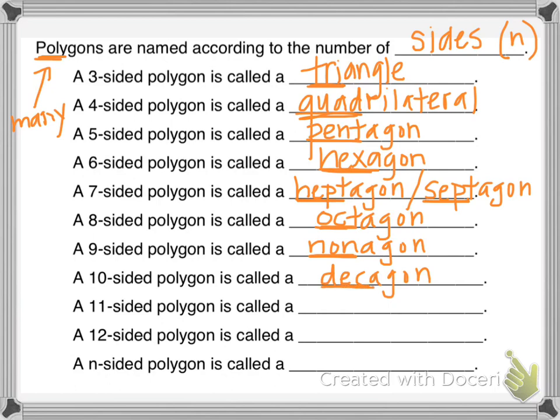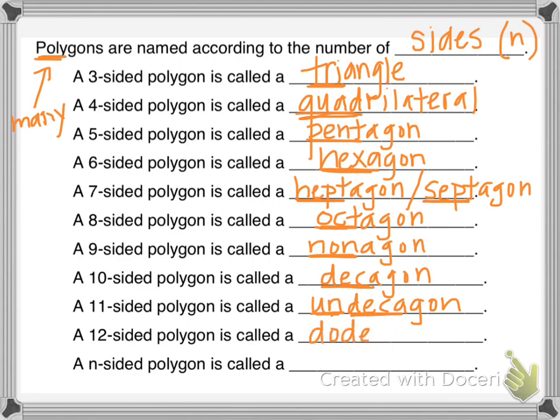Deca, decathlon, decade, those all mean 10. An 11-sided polygon is 1 and 10 together. So 1 is un, and then decagon. So it literally means 1 plus 10. Undecagon. A 12-sided polygon, if we use that same pattern, is called a dodecagon.